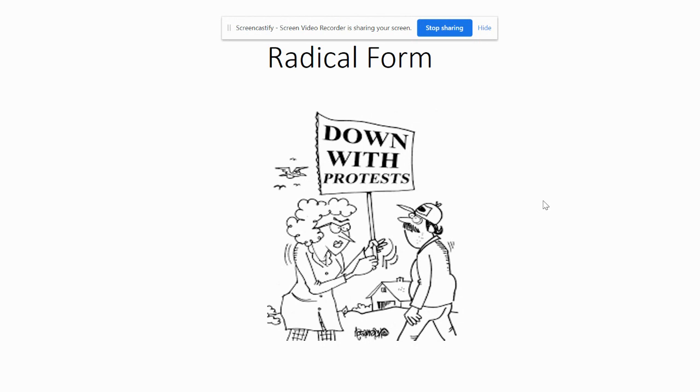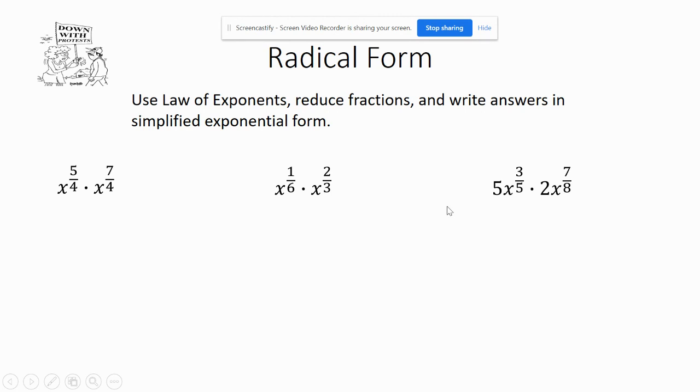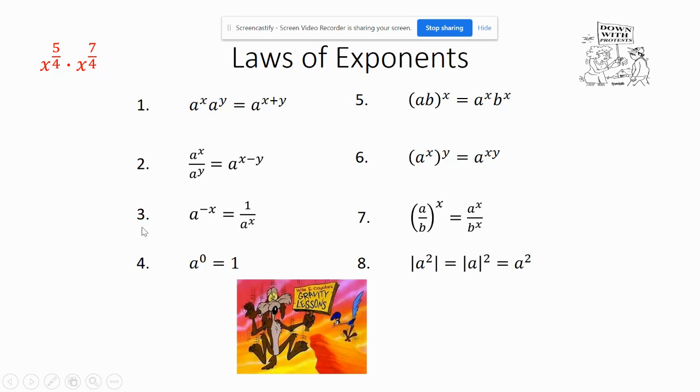Okay, we're going to be talking about radicals here, not those kind of radicals, right? But right here we have some rational exponents. So let's go back and I see this x to the 5/4 times x to the 7/4. Let's think about this here. Go back to your law of exponents.